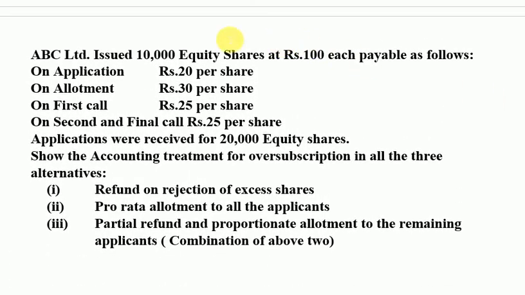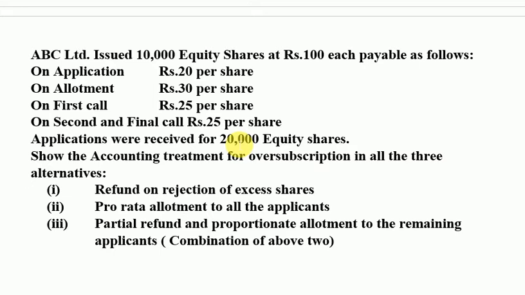So I have again shown that same question. ABC Limited issued 10,000 equity shares at rupees 100 each, payable as follows. On application, rupees 20 per share. On allotment, rupees 30 per share. On first call, rupees 25 per share. On second and final call, rupees 25 per share. Now the change is, instead of fully subscribed 10,000 shares, I have written here applications were received for 20,000 equity shares. Children, this 20,000 is the change in the question from the previous illustration which we discussed.